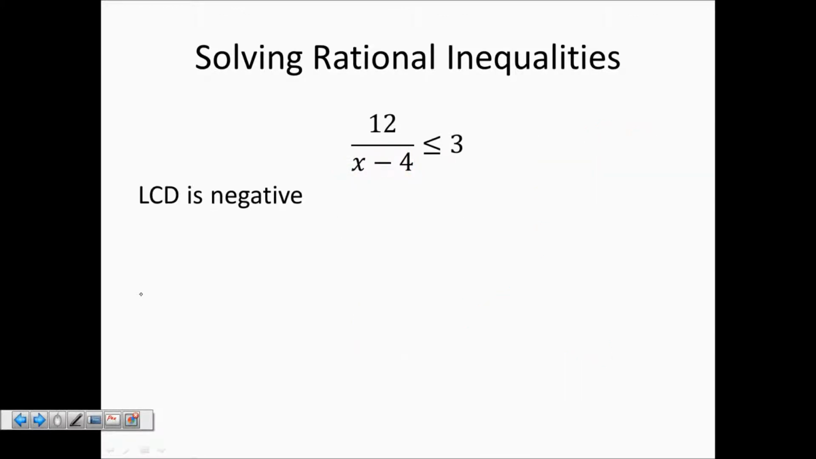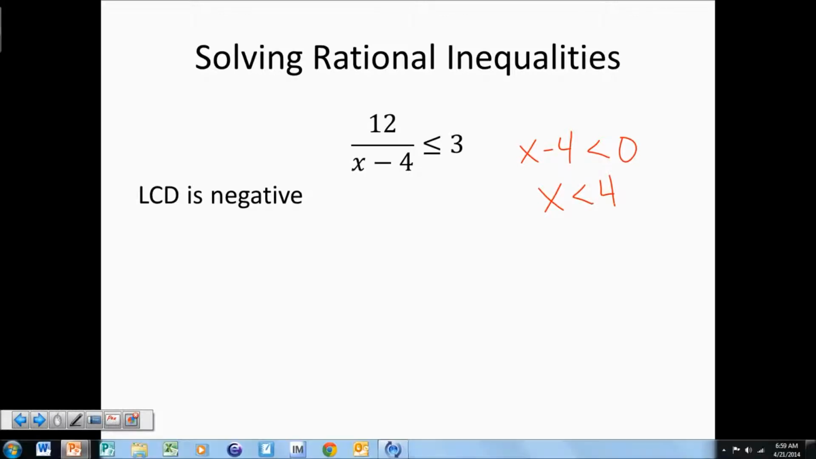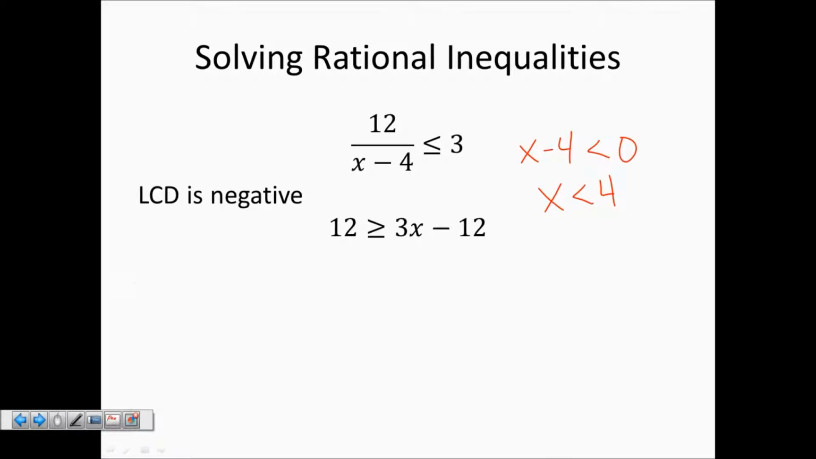Let's look at the other side of this where my denominator is negative. So that means that x minus 4 is less than 0. That means x is less than 4. Now when I multiply by that, it's going to flip my sign. So you'll notice that this sign has flipped. Go ahead and continue solving it. I get x is less than or equal to 0.